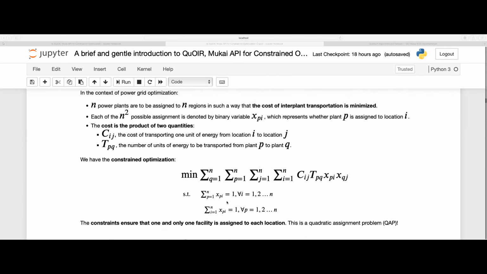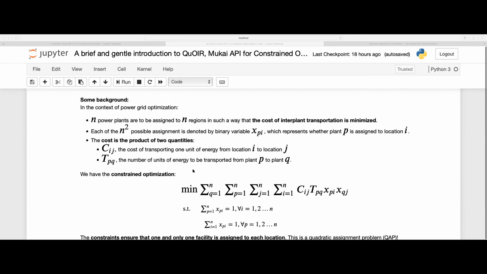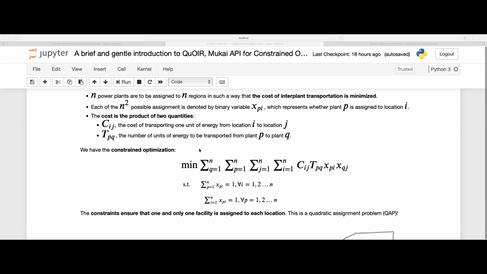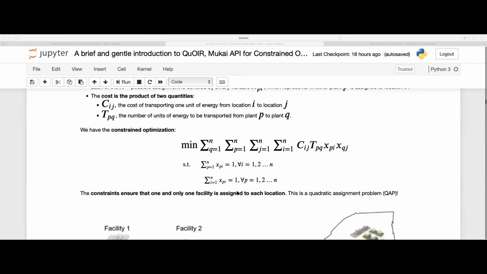Here in this example, we have n squared binary variables representing whether plant P is assigned to location I. And the objective function here is the product of two quantities: the cost of transporting 1 unit of energy from a given location to another, and the number of units of energy to be transported. So mathematically, this is what you have. We have a constraint optimization problem.